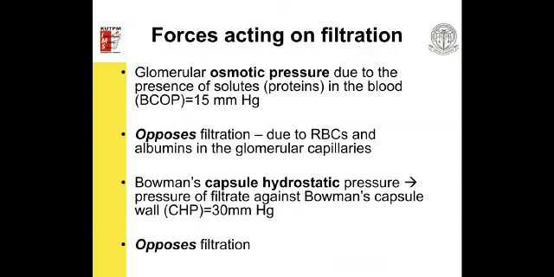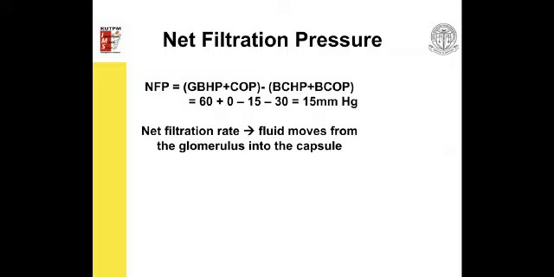Whereas the Bowman's capsular hydrostatic pressure, exerted by the fluid present in the Bowman's capsule, also opposes filtration of the fluid at the glomerulus. So we need to know that the hydrostatic pressure is 45, colloidal is 25 and the Bowman's capsular pressure is 10. All these put together give the effective filtration pressure. Subtracting colloidal osmotic pressure and Bowman's pressure from the hydrostatic pressure, we get around 10 millimeters of mercury. So this is how you calculate. The fluid moves from the glomerulus to the Bowman's capsule. So this is the net filtration rate.